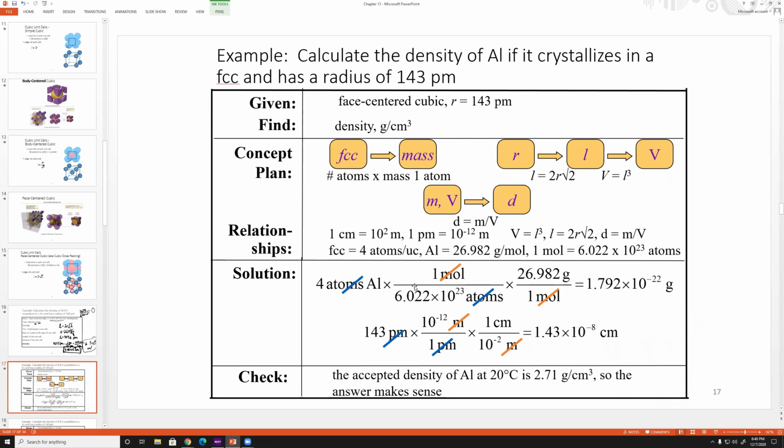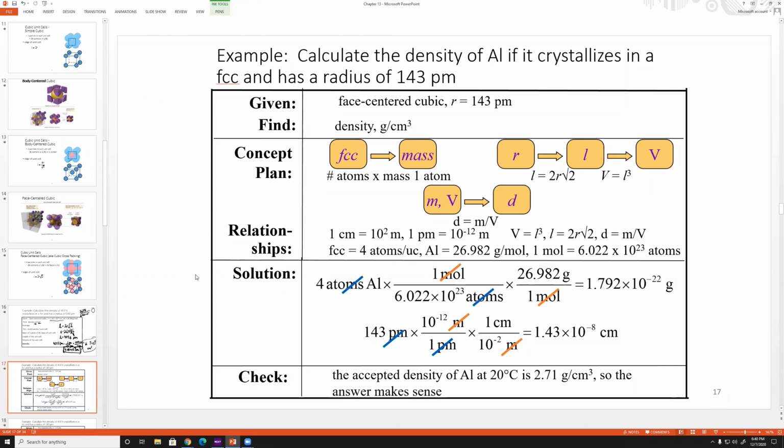Okay, so here's the math. We do 4 atoms of aluminum. 1 mole of aluminum is 6.022 times 10 to the 23rd atoms, and each mole weighs 26.98 grams. And you get this many grams, and then you end up with this many centimeters cubed. This is going to be in the denominator, and this is going to be in the numerator. You get the density of 2.71, which is the true density of aluminum. And this is why aluminum is pretty heavy, because it has this very complicated, squished together, face-centered cubic structure.